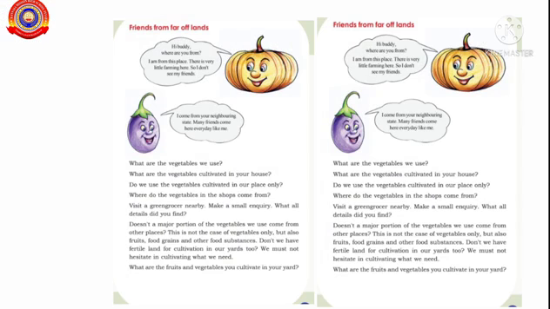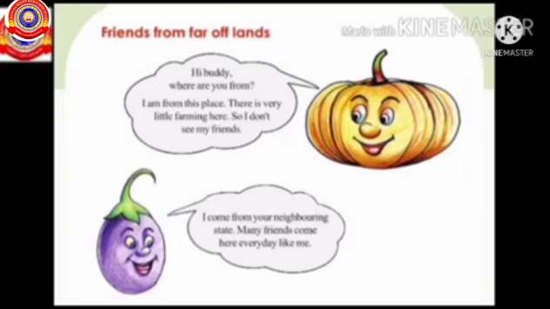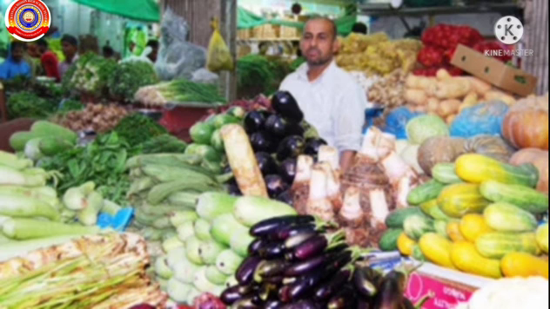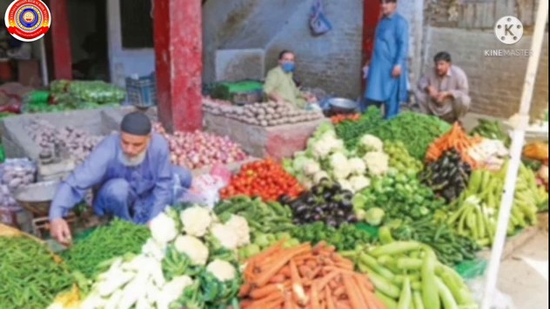Look here, my dears. Here we can see two vegetables. Tell me, dears, which are the two vegetables you can see in this picture? Yes, brinjal and pumpkin. Like brinjal and pumpkin, we use different kinds of vegetables, right?